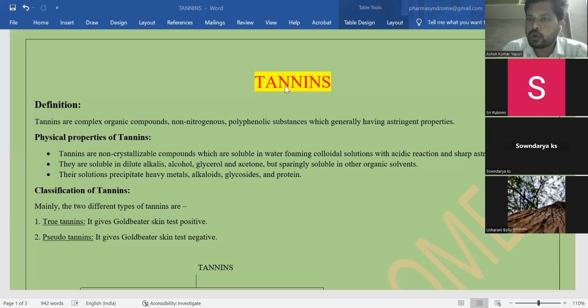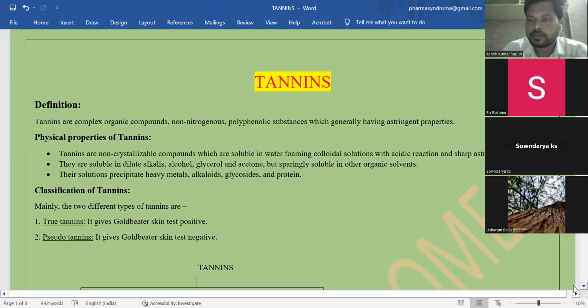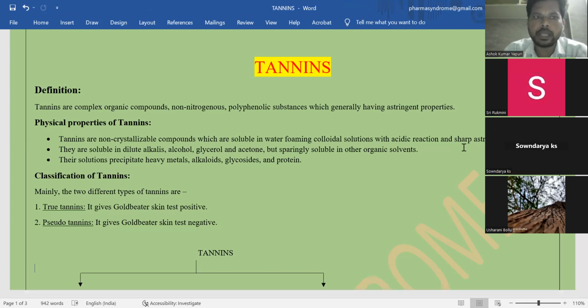So regarding pharmacognosy, there are a lot of classes of crude drugs, and here we are starting with the tannins. The tannins are complex organic compounds. Generally, these are non-nitrogenous in nature, and they contain a number of phenolic groups and alcoholic groups in their structure, and especially they are polyphenolic substances.